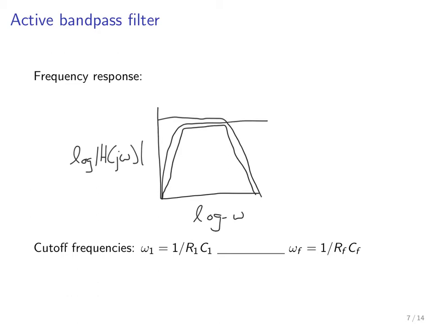So here I've drawn the high-pass filter response component and the low-pass filter response component. The bandpass filter response is the product of the two. Now the cutoff frequencies here: you're going to have a high-pass cutoff frequency of 1 over R1 C1, and that is going to be slightly less than the low-pass cutoff frequency of 1 over RF CF.